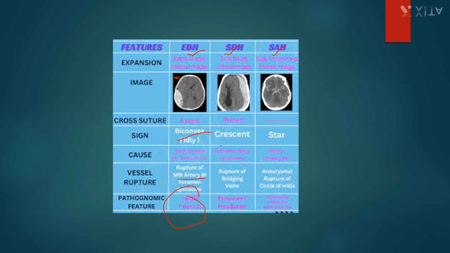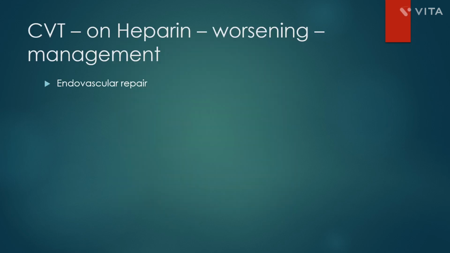SDH, again due to trauma, it's crescent shaped. It may cause midline shift and mass effect. So you may have to intervene surgically. It is due to the rupture of bridging veins, and it may present with persisting headache. Subarachnoid hemorrhage, again the classical description is severe headache, the worst headache of their life, usually in elderly due to berry aneurysm and the rupture of aneurysm. So that is SH.